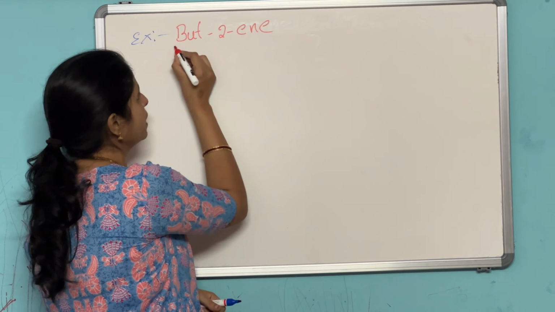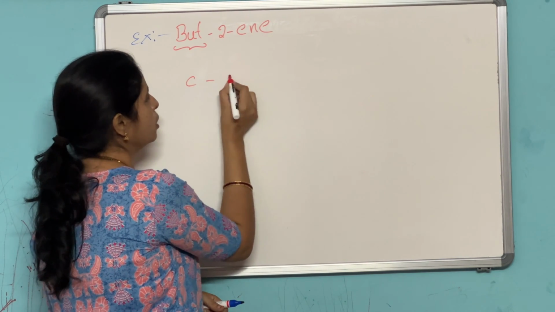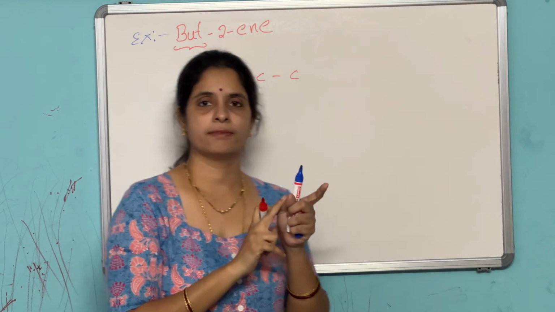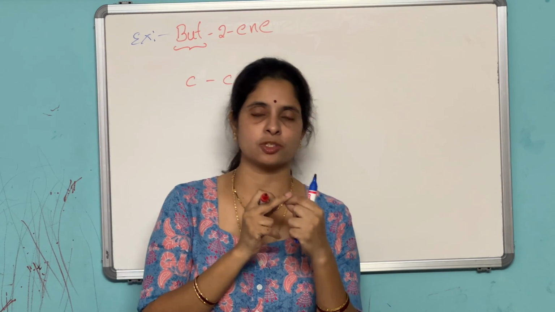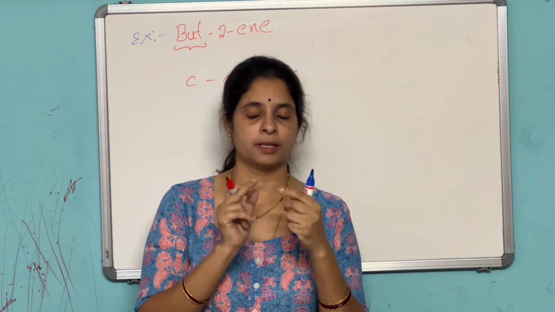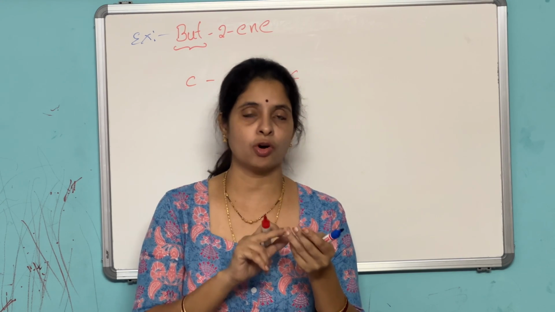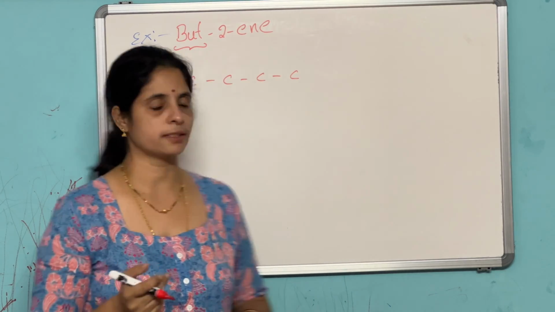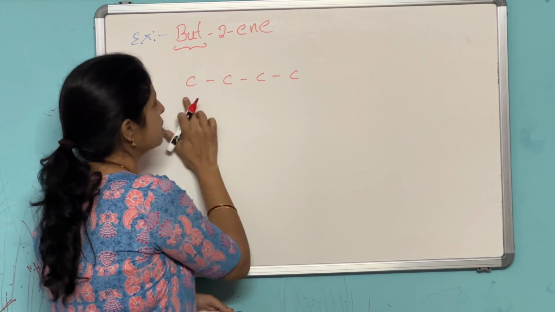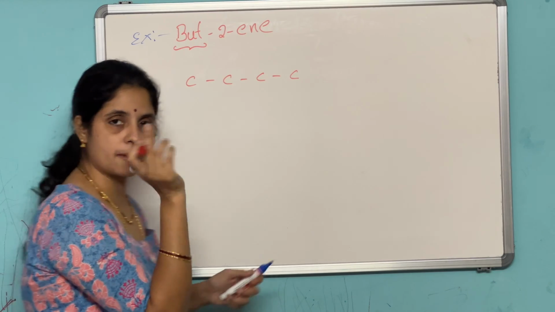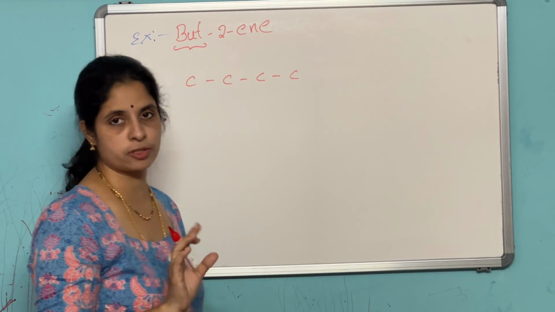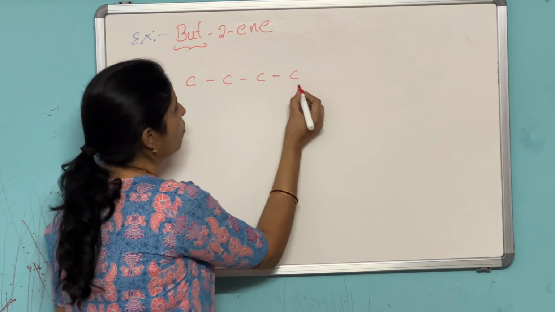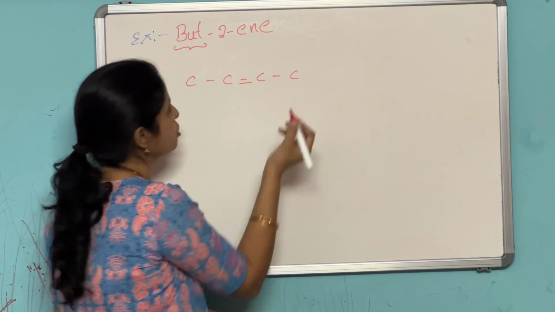So here, but means how many carbon atoms? 1, 2, 3, 4. But means 4. Meth means 1 carbon atom, eth 2, prop 3, but 4, pent 5. You know that, no? Otherwise we'll make a separate video on IUPAC nomenclature also, don't worry. So here but means 4, and here 1, 2, it is 2-ene.